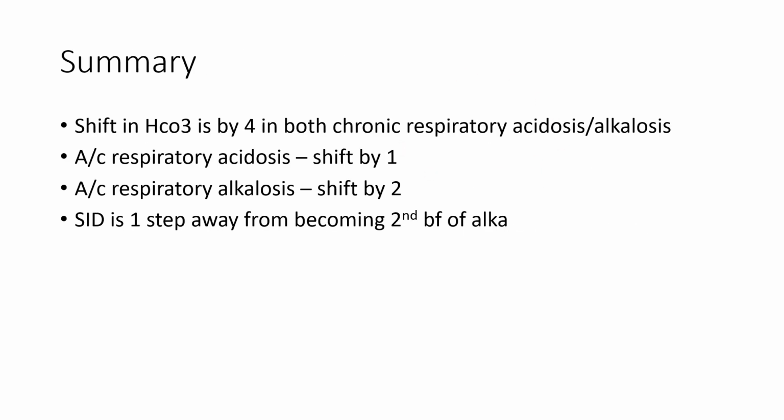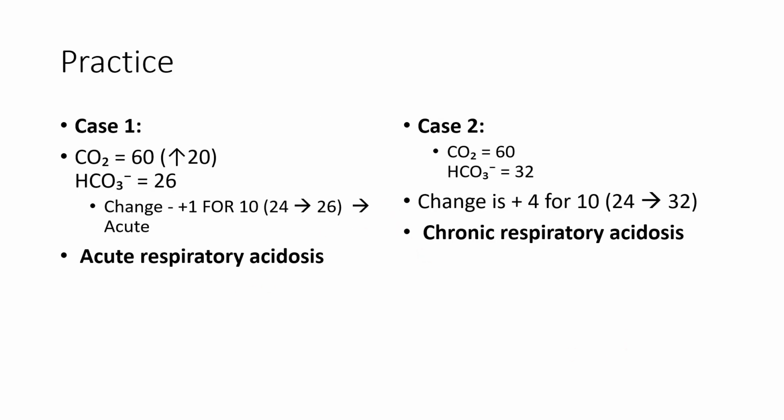So basically, remember that the chronic change in both acidosis and alkalosis is the same. The bicarb changes by a value of 4 per addition or subtraction of CO2 from your blood. However, it differs for acute acidosis and alkalosis. For respiratory acidosis, the shift in bicarb is by 1, and for alkalosis, it is 2. So you can remember that SID is one step away from becoming the second boyfriend of Alka, where SID was acid and 1, and Alka is alkalosis and it meant 2, if you didn't get it.